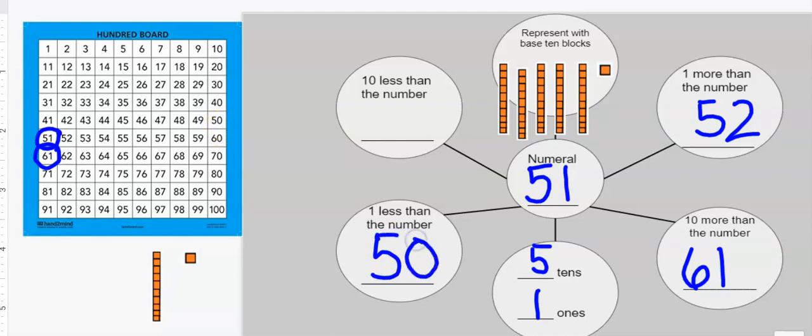And then what is 10 less than the number? So if we look here at 51, what's 10 less? We'd count backwards by 10 and we would get 41. Let's look at that with our base 10 blocks. So here we have 51. If I have 10 less, take that away, I'd have 10, 20, 30, 40, 41.